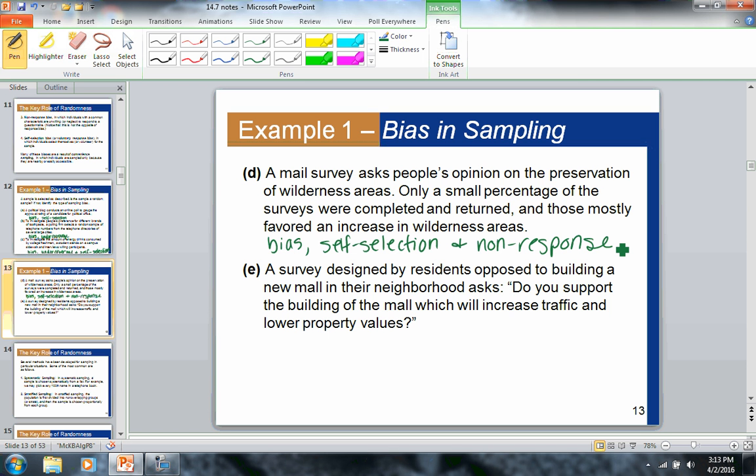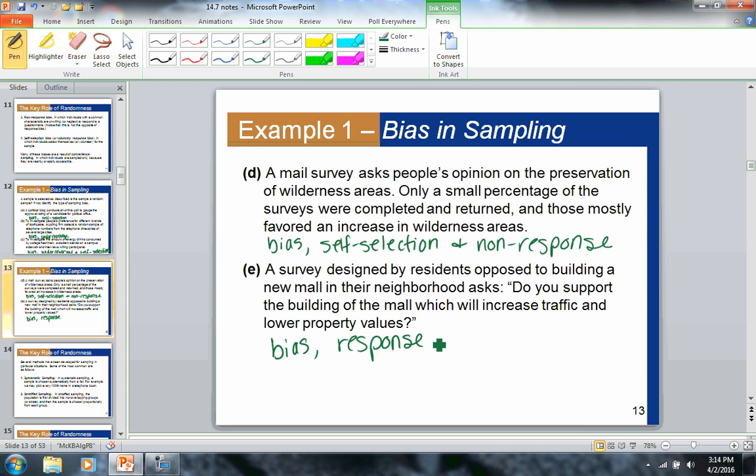Part E, a survey designed by residents opposed to building a new mall in their neighborhood asks, do you support the building of the mall which will increase traffic and lower property values? So again, this one has bias. And the type of bias is response. Because if you were asked that type of a question, you'd be a little more willing to say, oh, of course I'm not going to support it if it's going to increase traffic and lower property values.